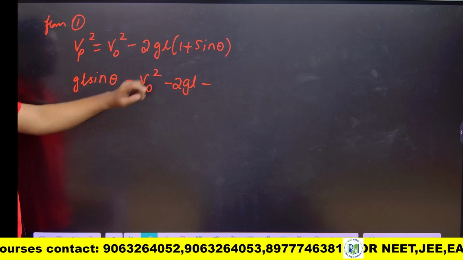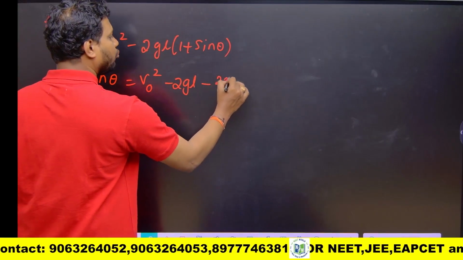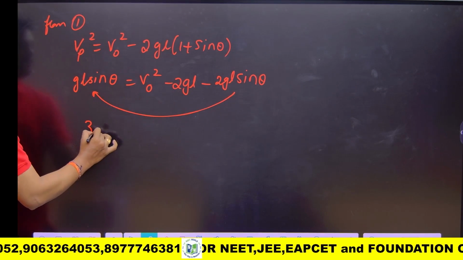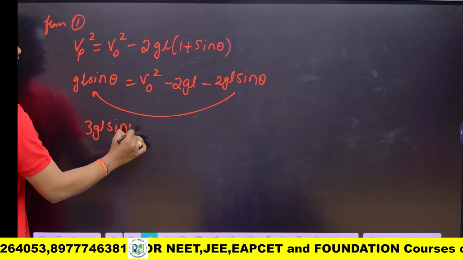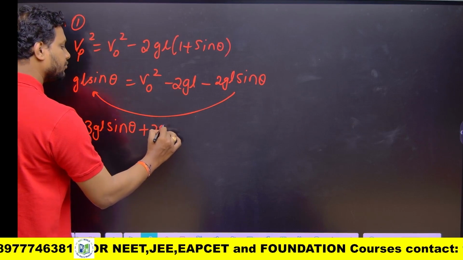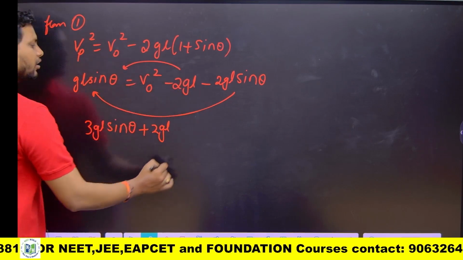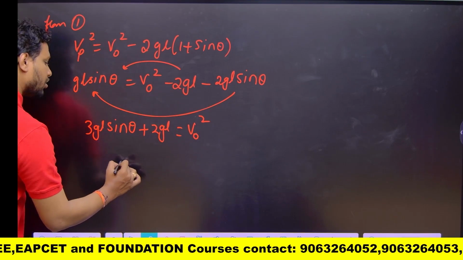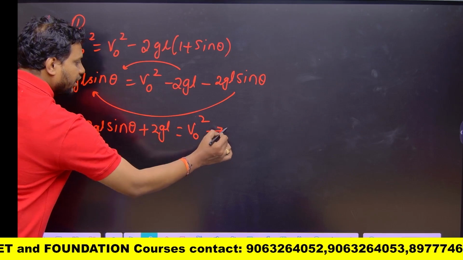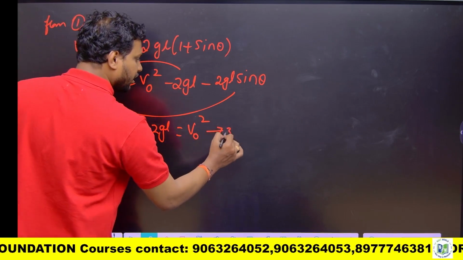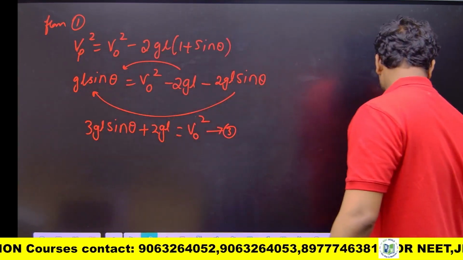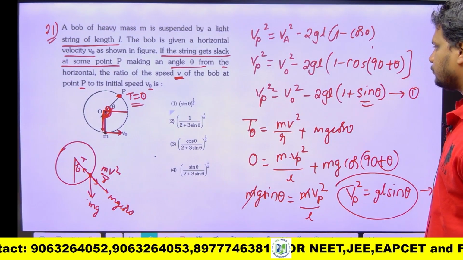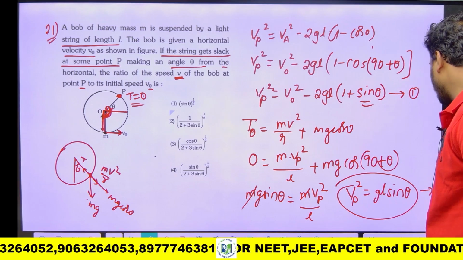Which is equal to V naught square minus 2gl into 1 plus sin theta. So if I multiply minus 2gl into sin theta, bring this to the left hand side, then this value will be 3gl sin theta plus 2gl. I'll bring this 2gl to the left hand side, which is equal to v naught square. Then v naught square value, I'll take it as equation number 3, and this is equation number 2. Now divide equation number 2 by 3.